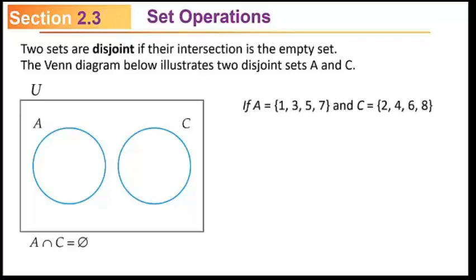Take this example. If A is a set containing 1, 3, 5, and 7, and C is a set containing 2, 4, 6, and 8, find A intersect C. Well, again, if I choose to use the Venn diagram, A is a set containing 1, 3, 5, and 7. C is a set containing 2, 4, 6, and 8. Notice there are no elements in common between those two, so those two sets are disjoint, and the intersection is the empty set.